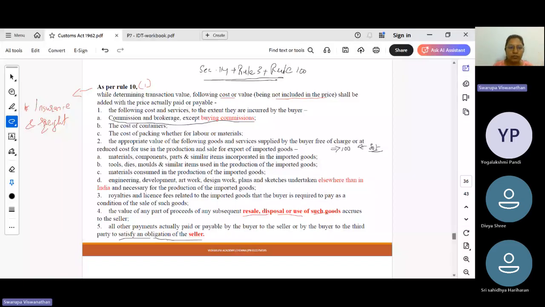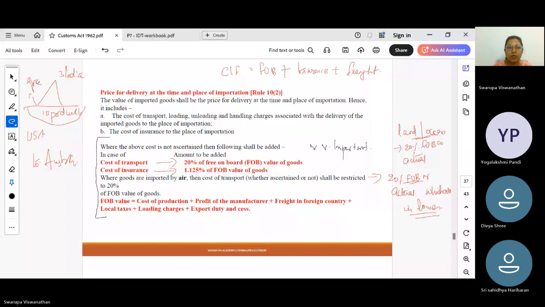Rule 10.2, very important. What happens to the transport cost? Okay. So free on board value, you need to remember two terms here, free on board and CIF value. Free on board value is the value of that or the invoice price of the goods. To that, we need to add insurance and freight to get the CIF value. So what is the cost of insurance and the cost of transport that has to be added?